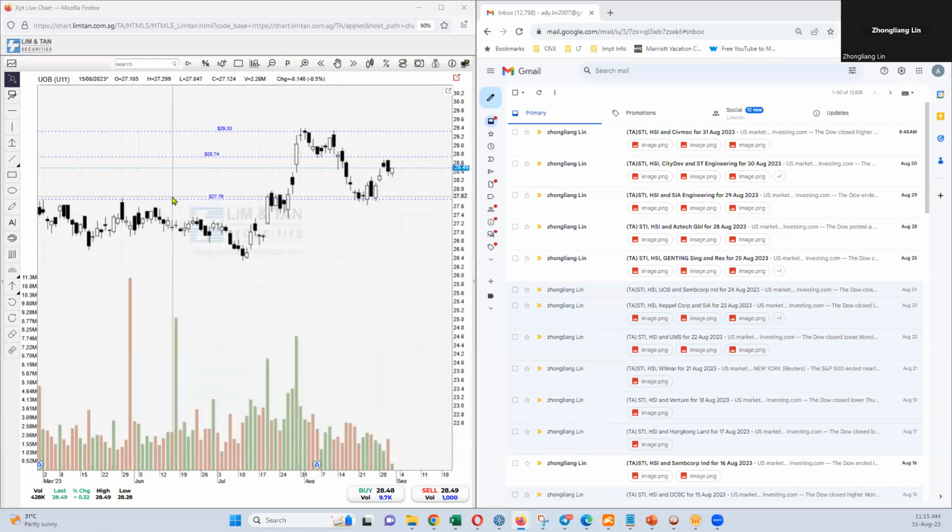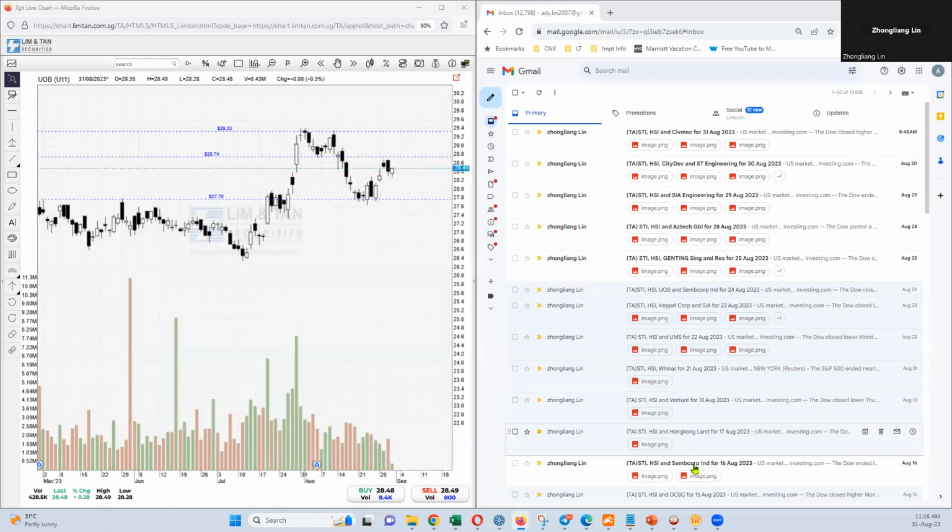As usual, let's look at the email. UOB and Sembcorp Industries on the 24th August, Keppel Corp and SIA 23rd August, UMS 22nd August, Wilmar 21st August, and Venture and Hong Kong Land. That was from 17th and 24th August. Then this week, we'll talk about Genting, Rex and Aztec, SI Engineering, City Development, ST Engineering, and today, Sift Max.